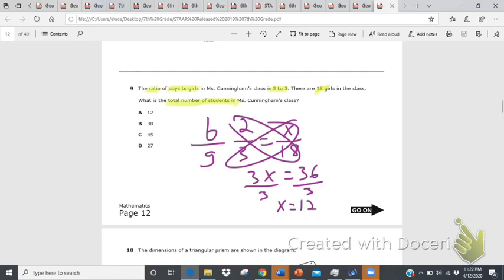But that is not my answer, ladies and gentlemen. 12 is not my answer. That just means that there's 12 boys. So 18 girls plus the 12 boys, there's a total of 30 kiddos. So the answer here is letter B. Make sure y'all read the questions carefully, okay? Because sometimes they formulate these questions where the wrong answers are part of your solution, but you guys haven't finished yet, okay?